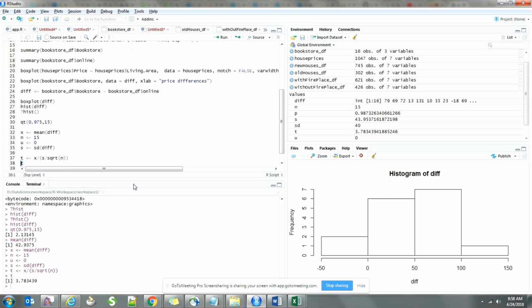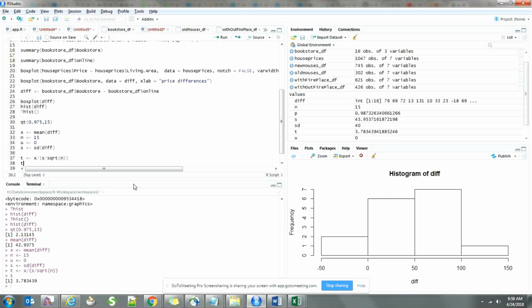The calculated T value is 3.78, so we have to reach the critical region. The mean is higher than your T critical. T critical is 2.13 and the calculated T value is 3.78. So we have to reject the null hypothesis.